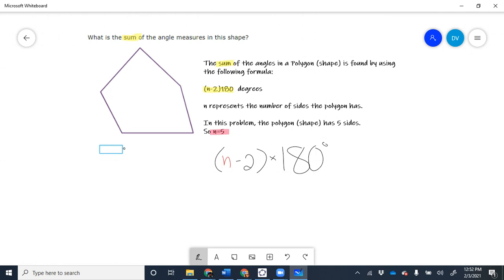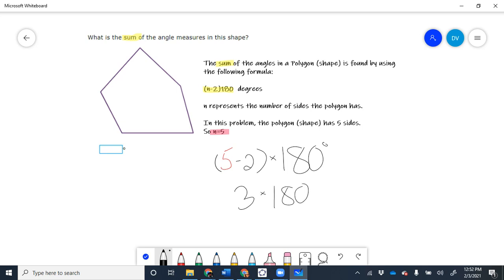I'm not going to write it again, I'll just erase and replace. So I'm going to erase that n, and I'm just going to replace it with the number 5. Of course, 5 minus 2 is 3. So our answer will be 3 times 180 degrees. You can use your phone or your calculator. 3 times 180 is 540 degrees.